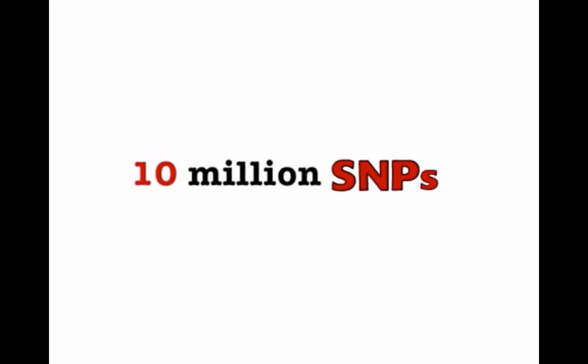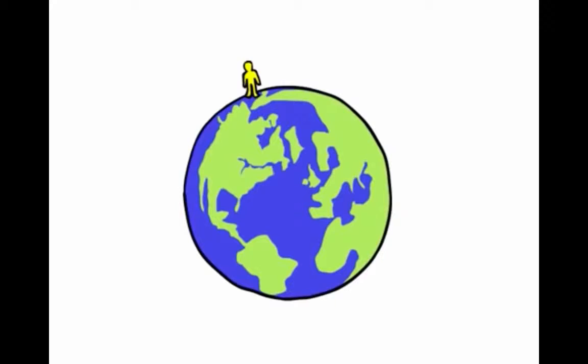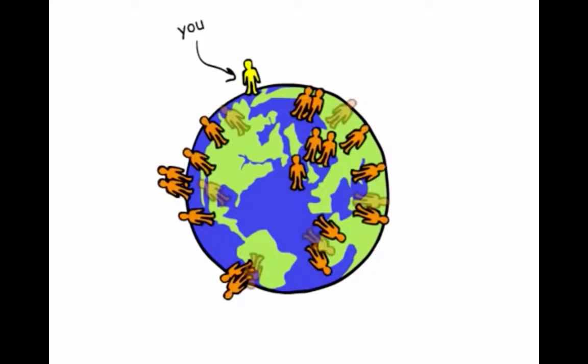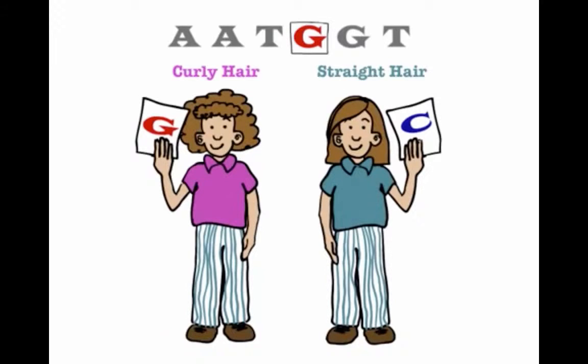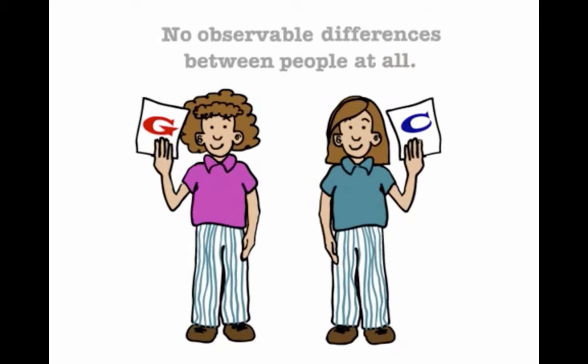There are around 10 million SNPs in the human genome, which account for many of the genetic differences between you and everyone else on the planet. Some SNPs account for differences in appearance. Others can affect how we develop diseases or how we respond to drugs.